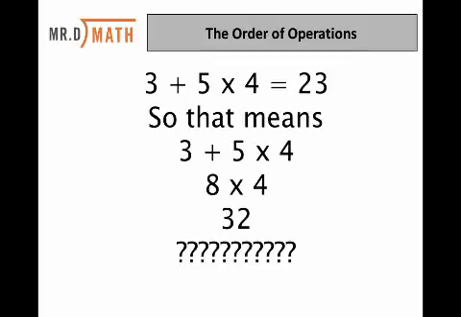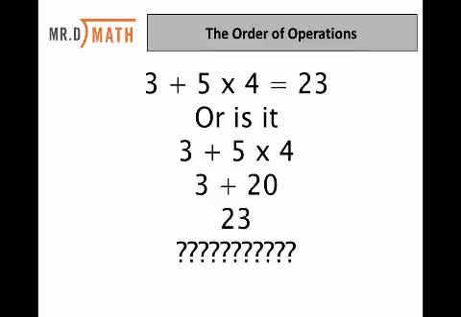Let's check and see. Does that mean this? 3 plus 5 times 4? Well, 3 plus 5 is 8. And 8 times 4 is 32? No, we know it doesn't mean that. We know it's supposed to be 23. So if I just went left to right, 3 plus 5 is 8. 8 times 4 is 32. It doesn't work that way. How does it work? It really works this way. 3 plus 5 times 4, where we do the multiply first. 5 times 4 is 20, and then we add the 3. That is the way it works, and we use something called the order of operations to know what to do and when to do it.